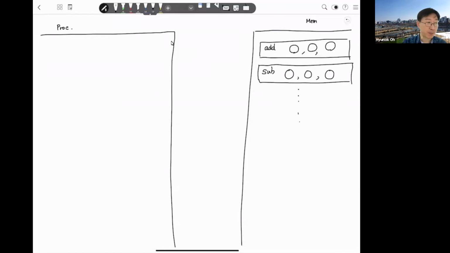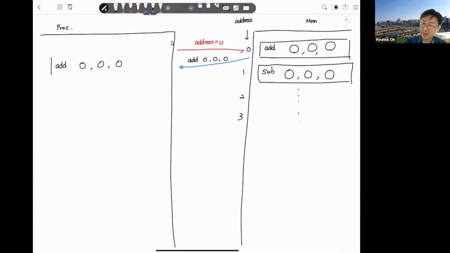Then what the processor is doing is sending an address to read some content from the memory. For each memory space, there is a number, right? This number is called an address. Its index is actually the address. So the processor sends an address, then it gets the content back. In this case, if it is 0, then the first one, add something, something, something, is returned. So the processor is receiving this instruction.